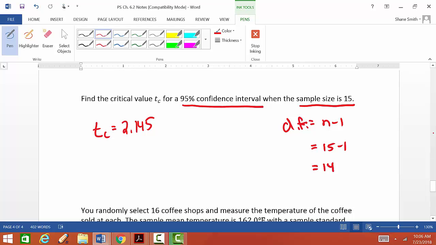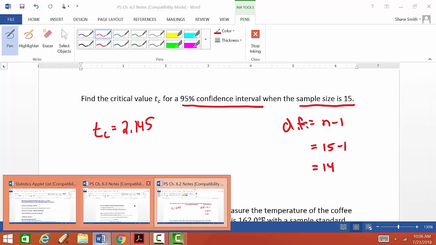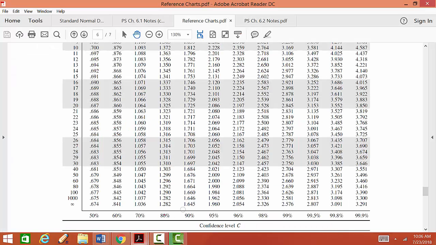By the way, this is a cool tip. Something the reference chart shows you is z-scores. This whole last row are z-scores, because as degrees of freedom approach infinity, and that's a little infinity symbol there, you are at a normal distribution. So what's the z-score for 95%? You should remember it's 1.96. And look, this is 1.96.